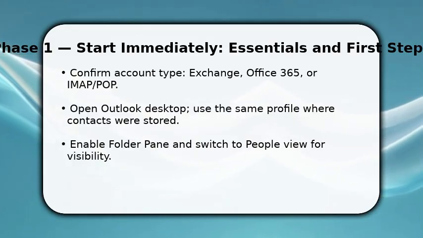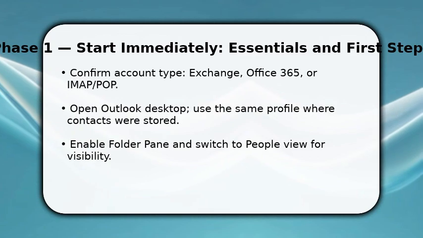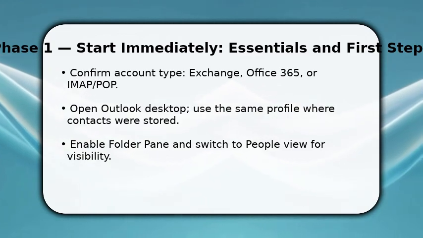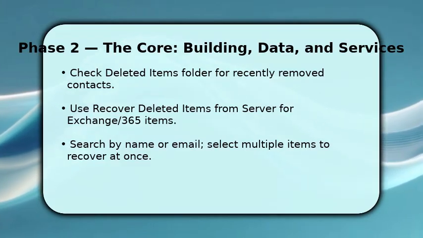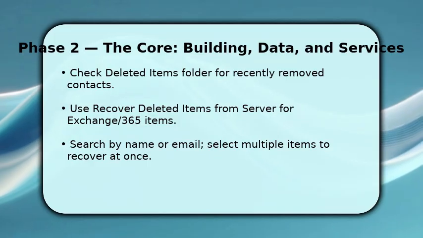Make sure autocomplete and cached exchange mode are set how they were, because restoring will rehydrate local lists. Now look in deleted items. Recover any contacts you see with a right-click or move to Contacts.